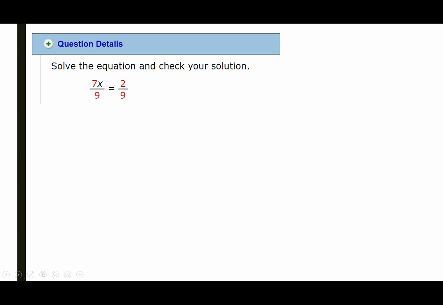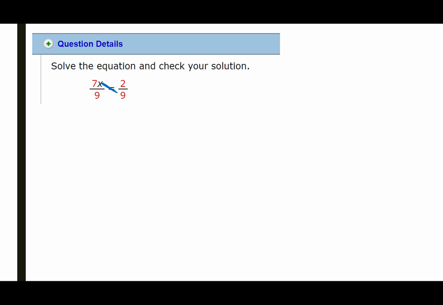Okay, next, it says solve the equation and check your solution. This is a special kind of equation called a proportion. A proportion is when you have two fractions with an equal sign between them. There's no other term besides the two fractions. With proportions you can cross multiply, and so that's how I'm going to work this problem.